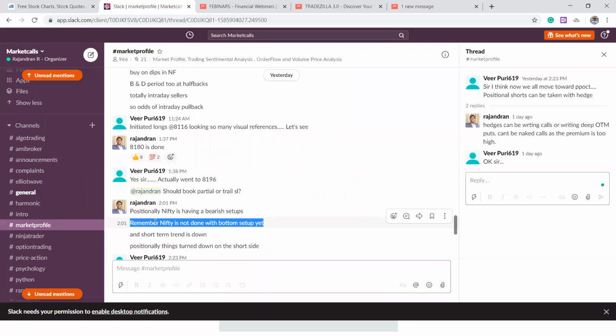Whenever Nifty is positionally having a bearish setup, most of the time it's good to sell the rise. Every rise is good to sell, especially when the short-term trend is down. Last time we spoke about the importance of the short-term trend, why you should focus on it, and why you should focus on high confidence markets. Last Friday, we had a high confidence market.